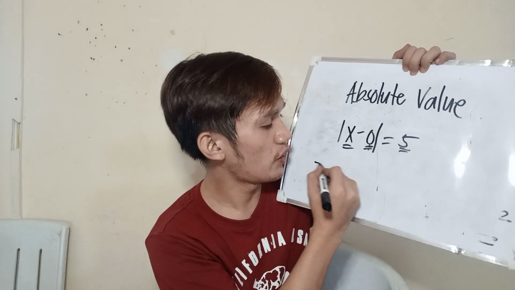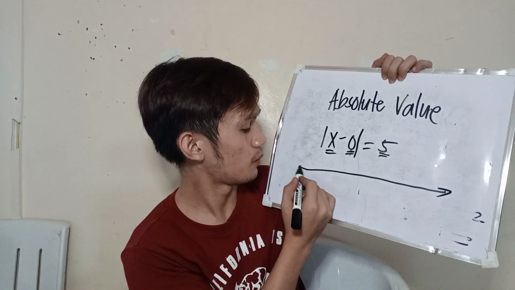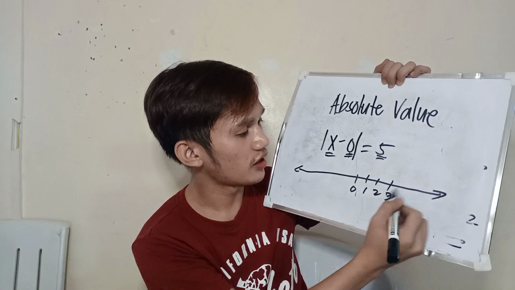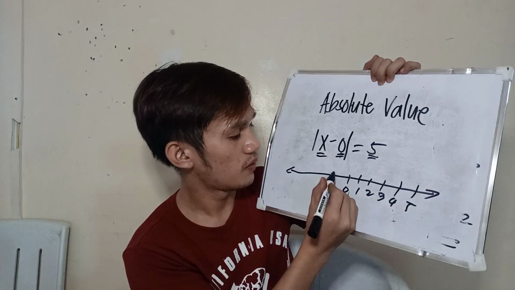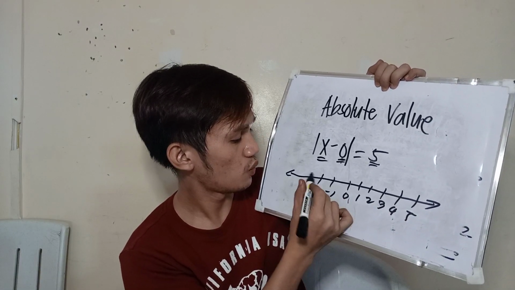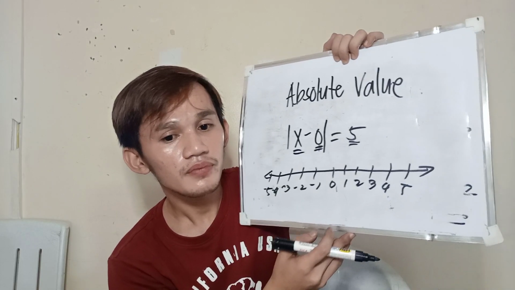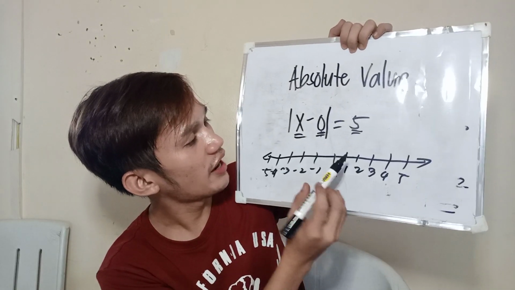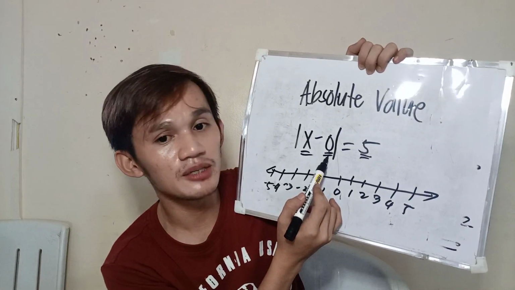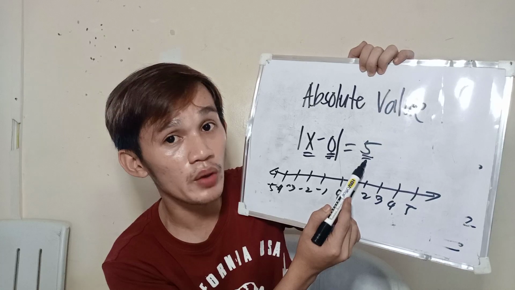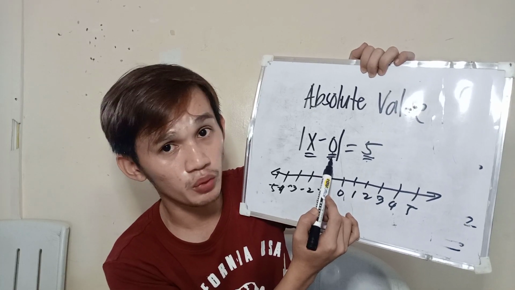So if we have a number line, suppose that we have this number line, here we have 0, so we have 1, 2, 3, 4, 5. We have negative 1, negative 2, negative 3, negative 4, and negative 5. So what are the numbers? Our reference point is 0. So what are the numbers that are 5 units away from our reference point, which is 0?